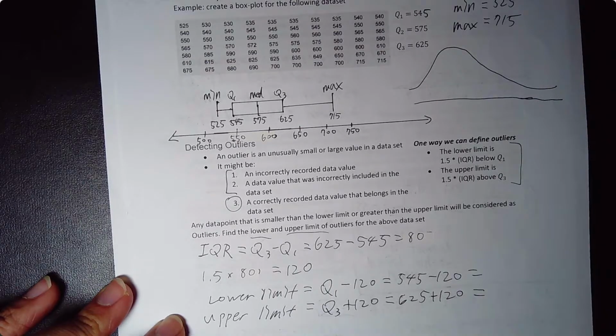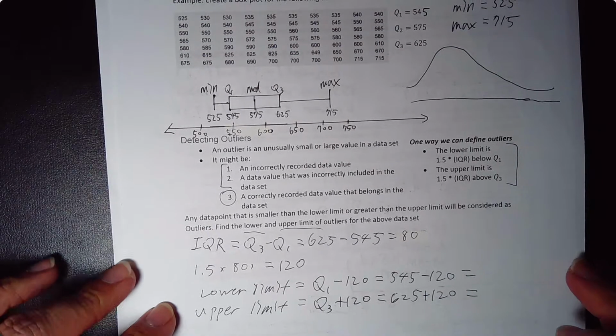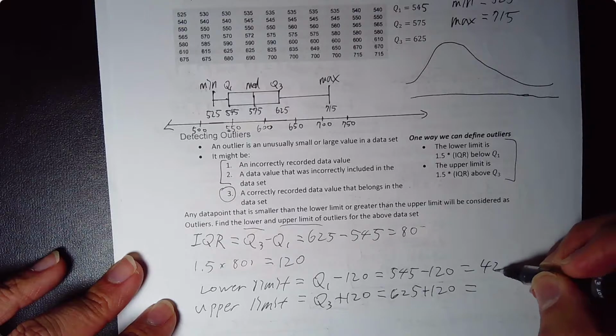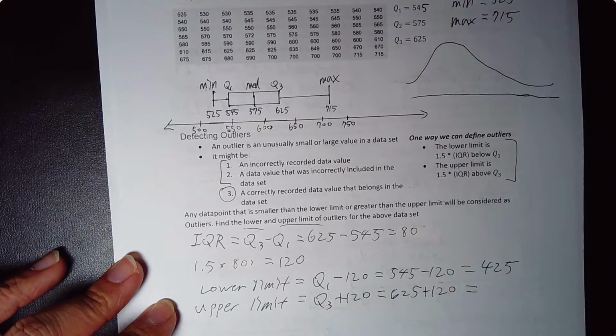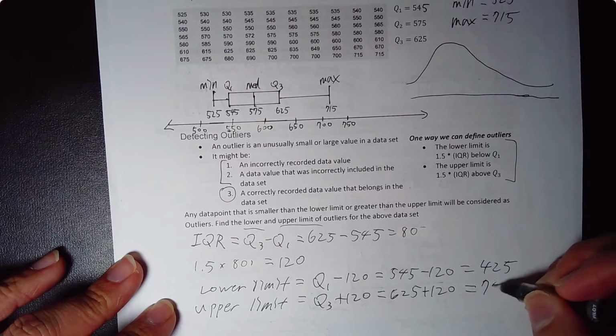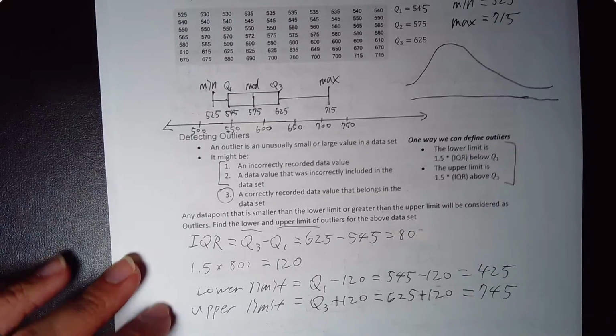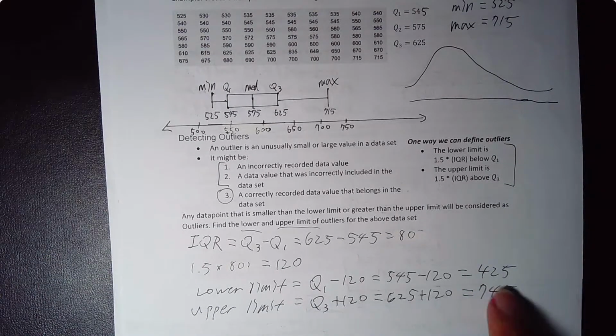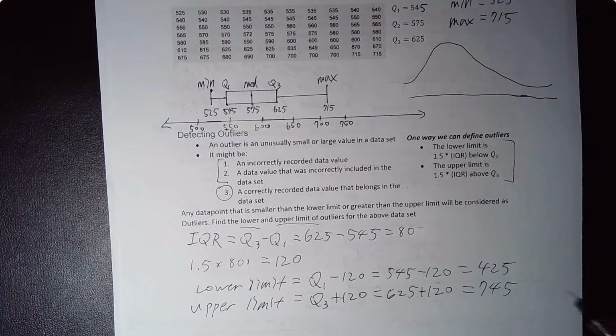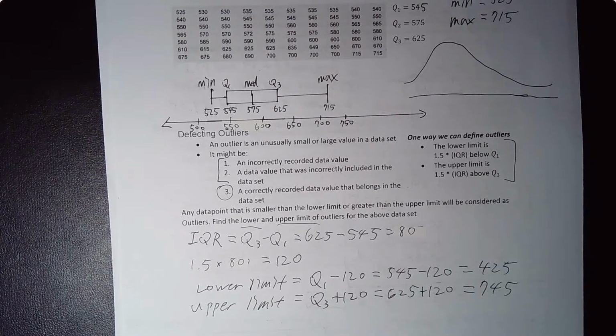Okay, and pop that in the calculator. Okay, and I get 425 and 745. Lower bound, upper bound. So basically, any observation that is smaller than 425, we will consider an outlier and throw it out. Any observation above 745, we will consider an outlier and throw that out.